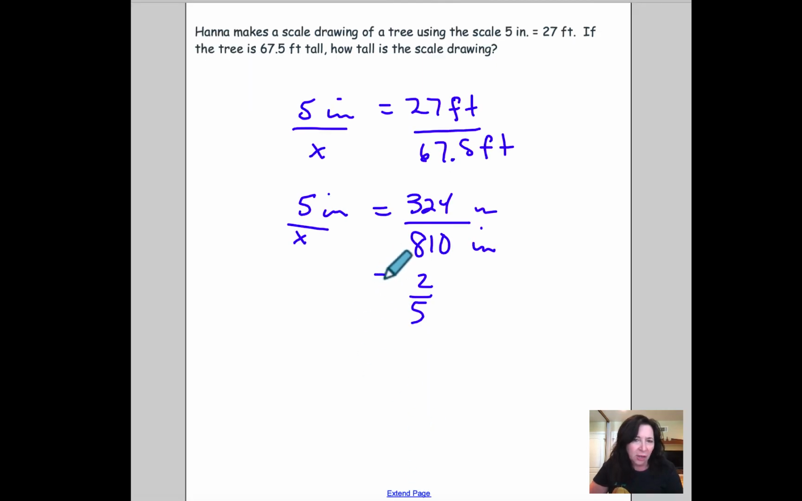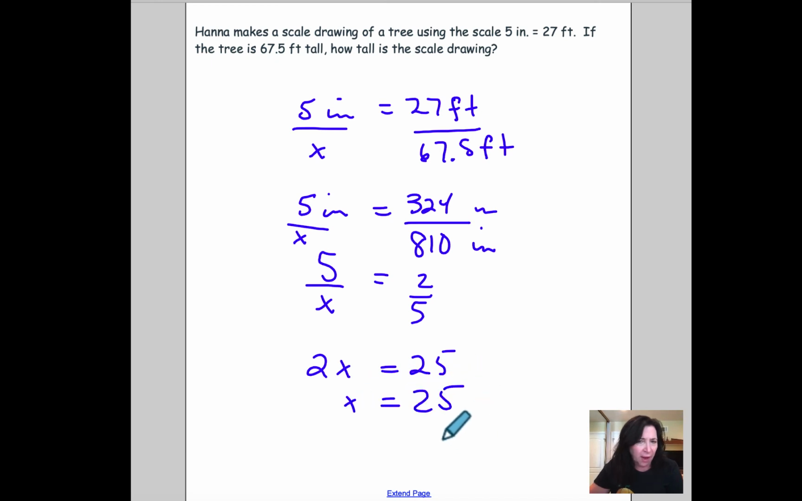And so I did a little calculator work on the side. Everything's in inches now. I'm going to cross multiply. I get 2x is equal to 25. I get x equals 25 over 2, which is equal to 12.5, okay? Which is my answer. So that would be the scale. How tall is the scale drawing? So it's 12.5 inches, because we're all in inches now.